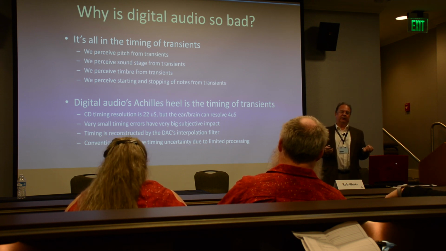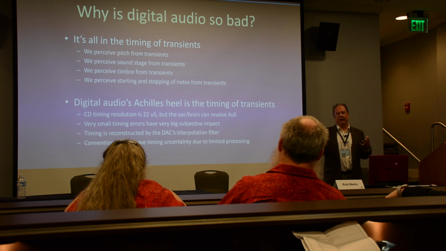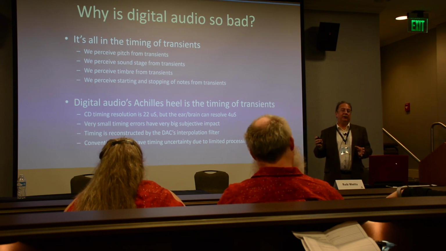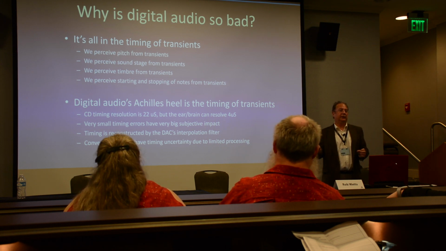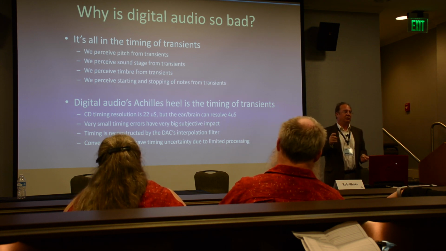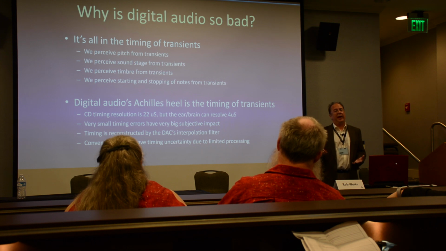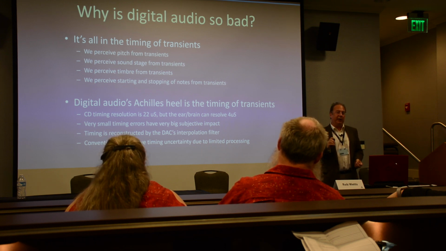Very small timing errors in the reconstruction of transients have quite a profound effect. When I first started theorizing and working this out, when CD first became available in 1984, my point of view was that we needed to reconstruct transients to an accuracy of about 4 microseconds. I actually was wrong about that. We need to reconstruct transients to an accuracy of the order of 100 nanoseconds or less. It's actually a very big and profound problem.